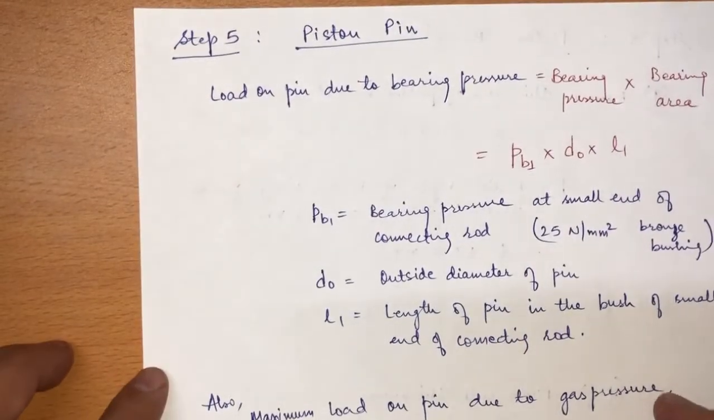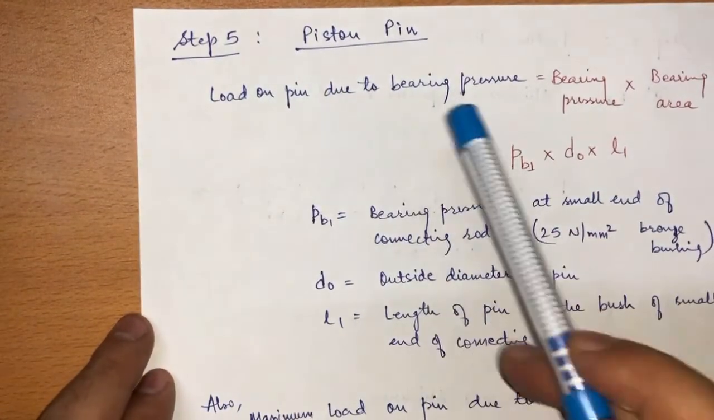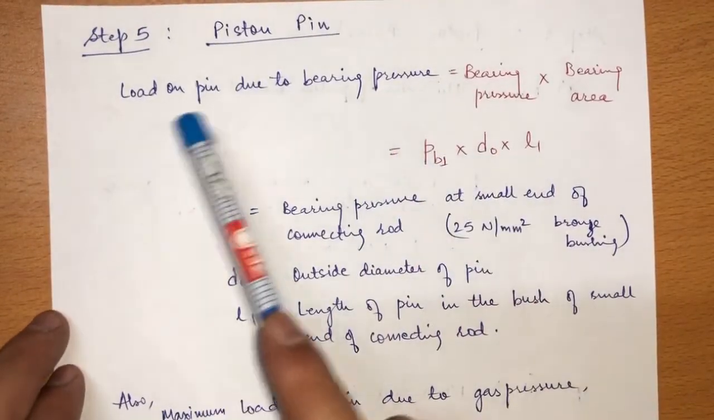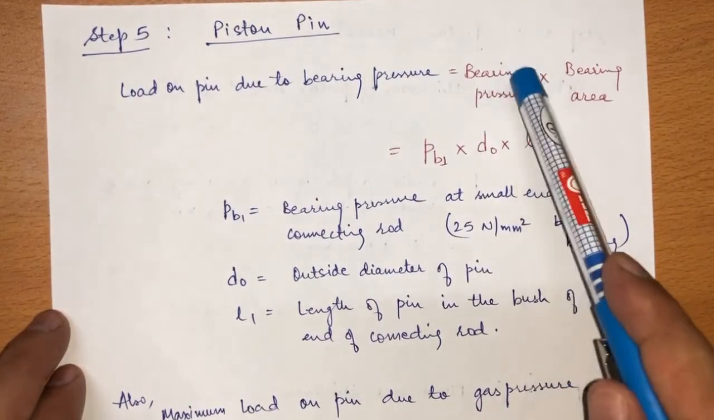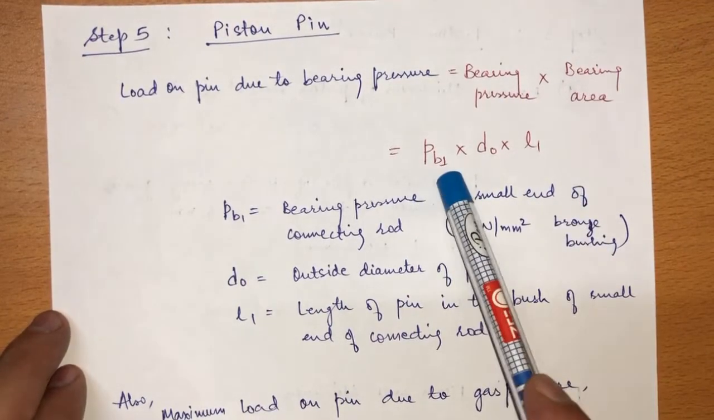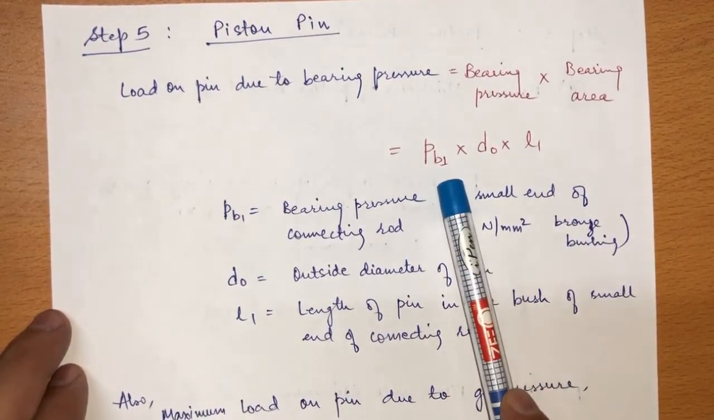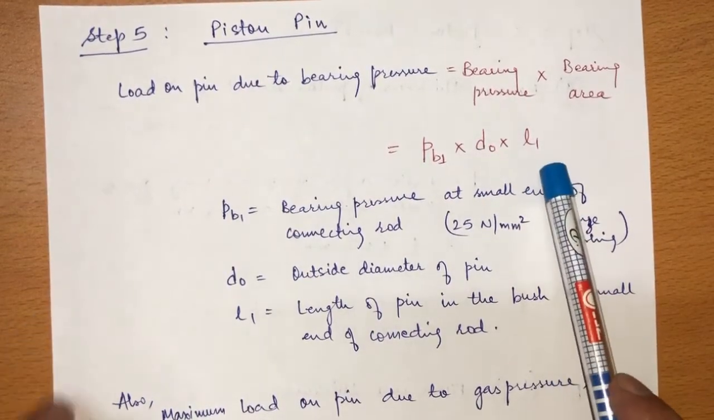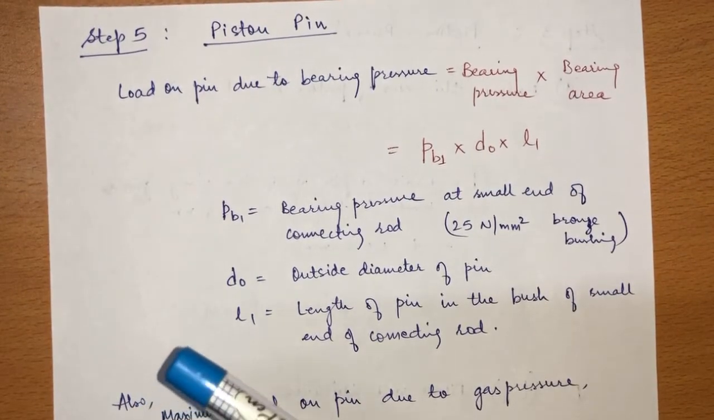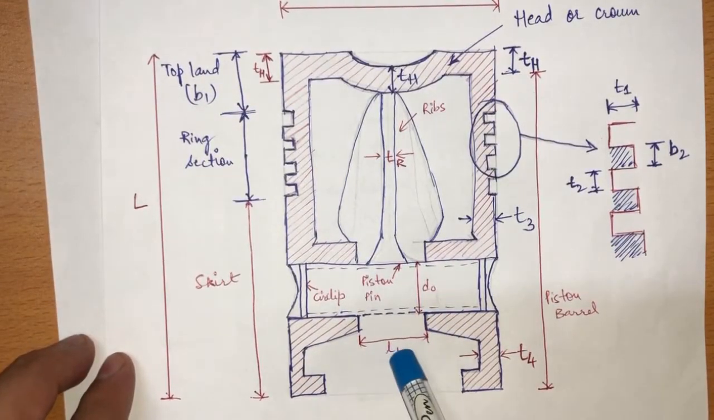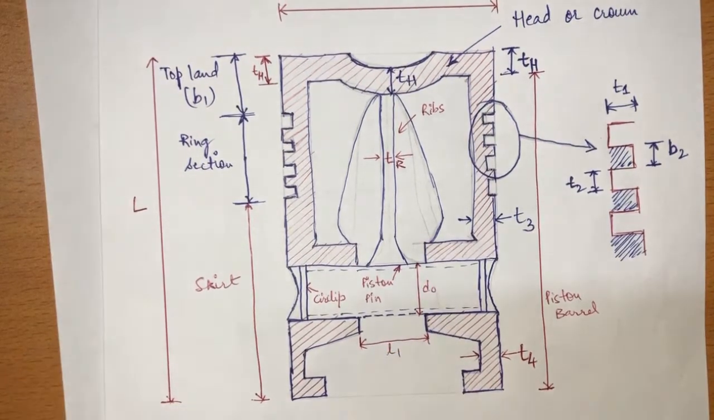Next, the fifth step is dealing with the piston pin. The same formula applies here, but with a change, that is load on the pin due to bearing pressure, which is again, as discussed earlier, bearing pressure into bearing area. Bearing pressure here, just for differentiating from the PB, is denoted as PB1. D0 is the outer diameter of the piston pin, and L1 is the length which we are interested in. From the diagram, you can see these are the D0 values, and this is the length L1. We are focused on this D0 and L1.